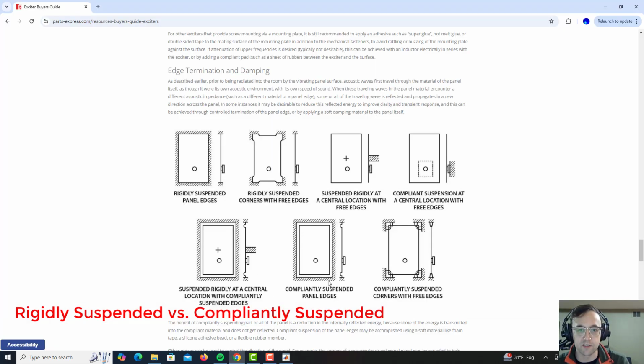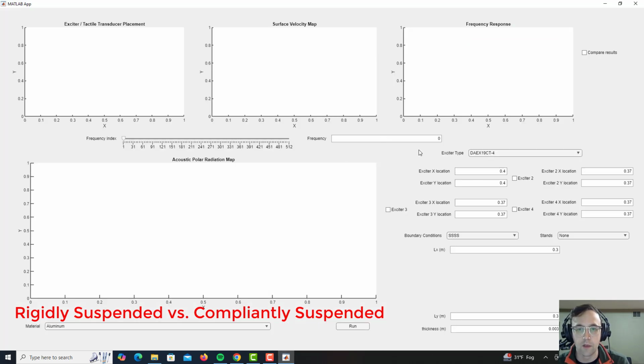So the first comparison that I'm going to do in my simulation is the rigidly suspended panel edges versus the compliantly suspended panel edges. So I'm going to use a real exciter. Actually, I'll use the heaviest exciter just because I haven't done that yet in a video. And the rigidly suspended panel edges will be clamped, clamped, clamped, clamped, no stands. I'll do the same 0.2 meter by 0.3 meter by 6 millimeter acrylic panel that I've been using as my basic panel for everything. And let's take a look at these results then.